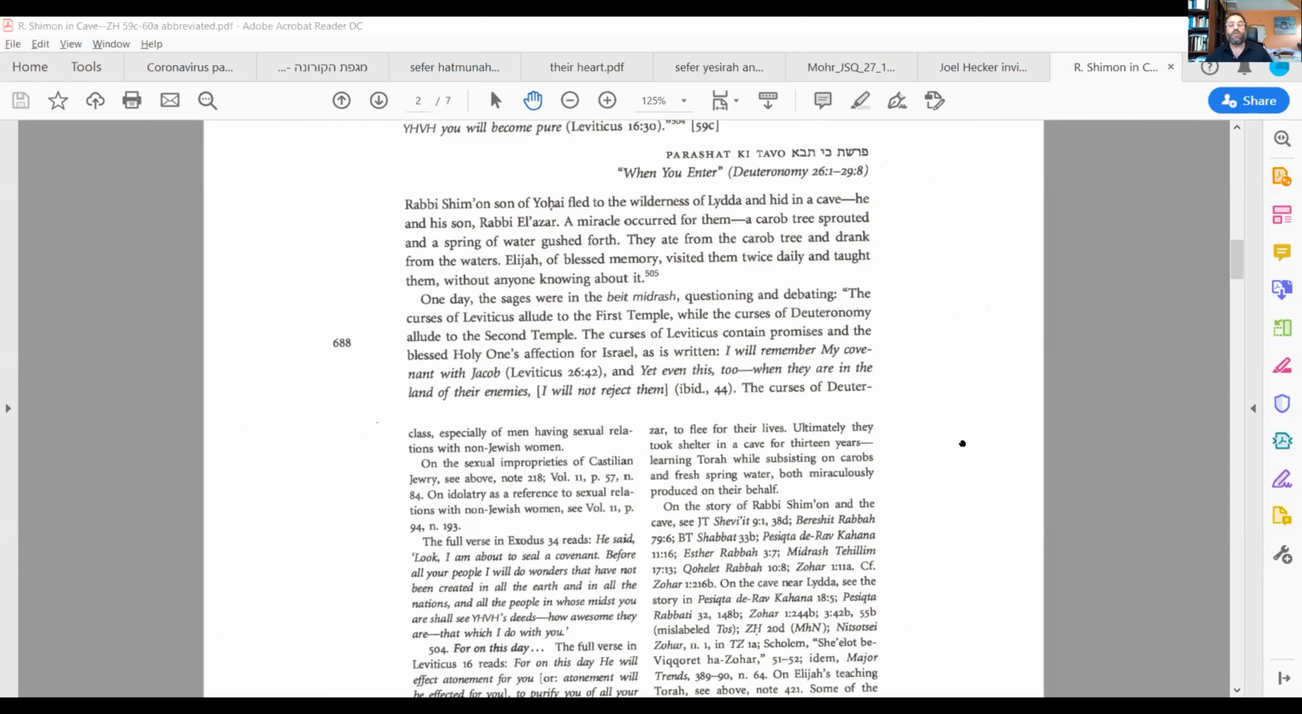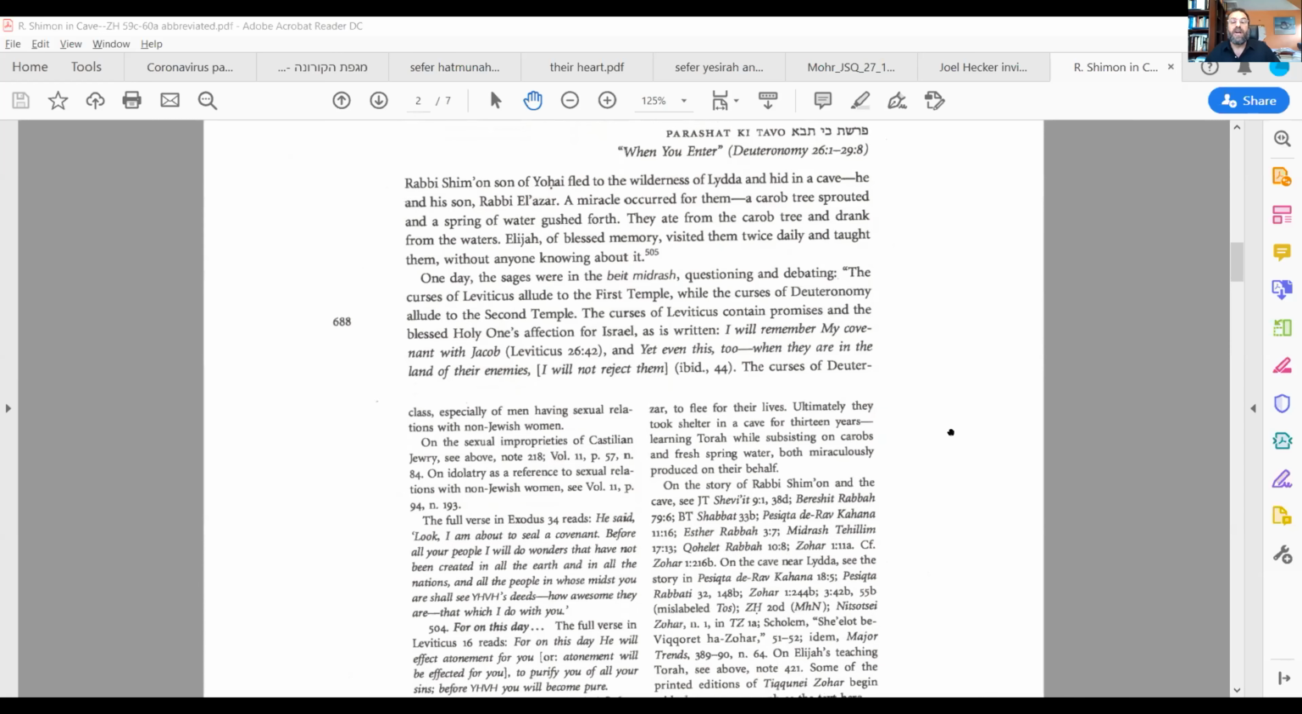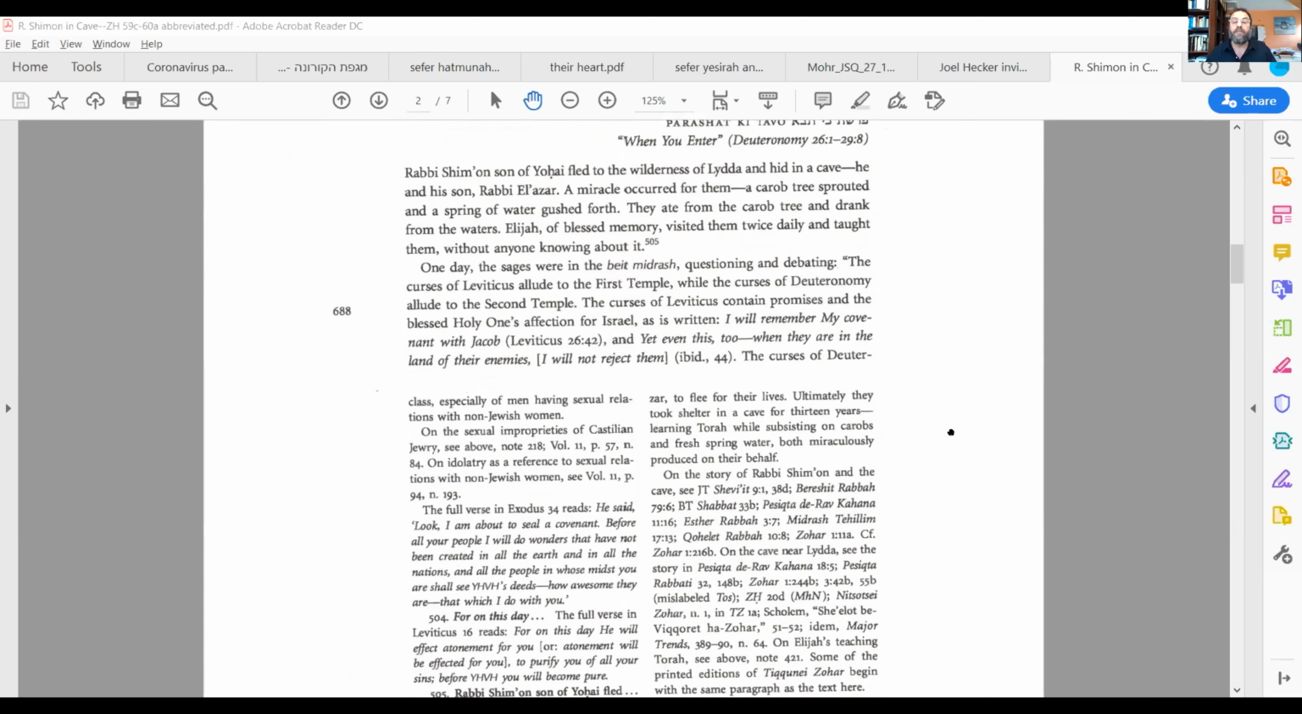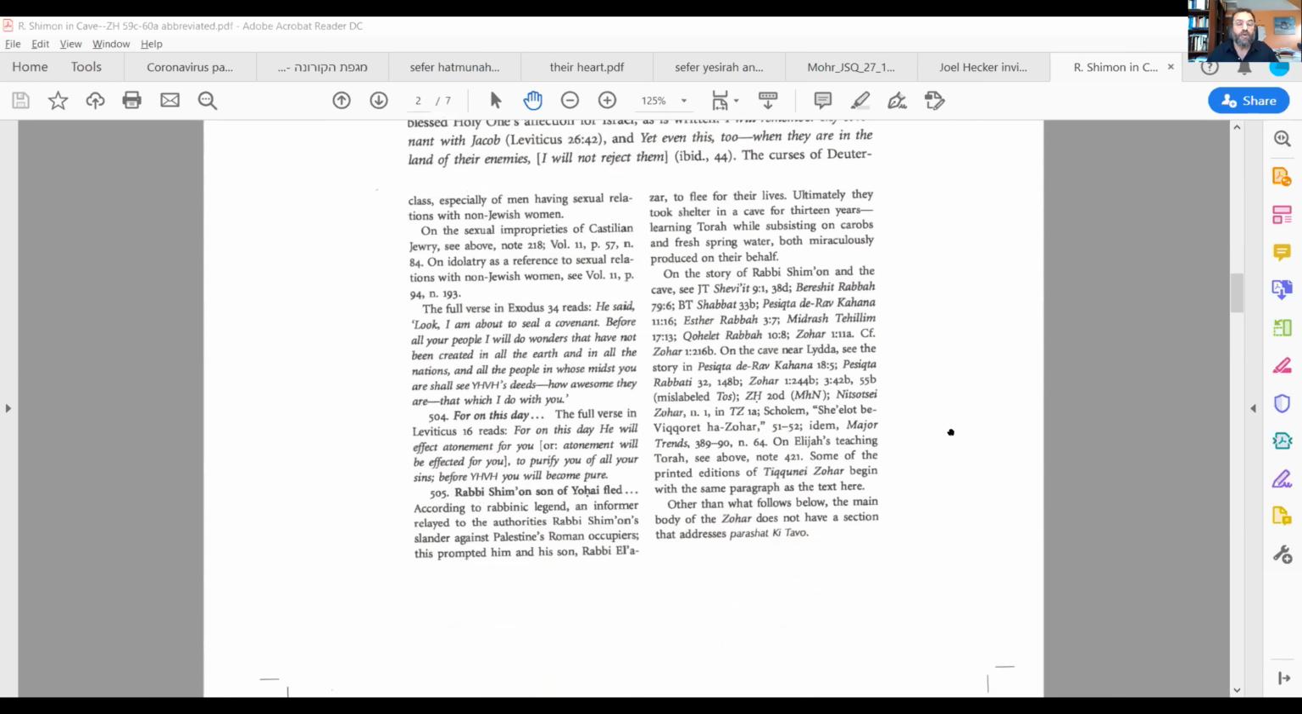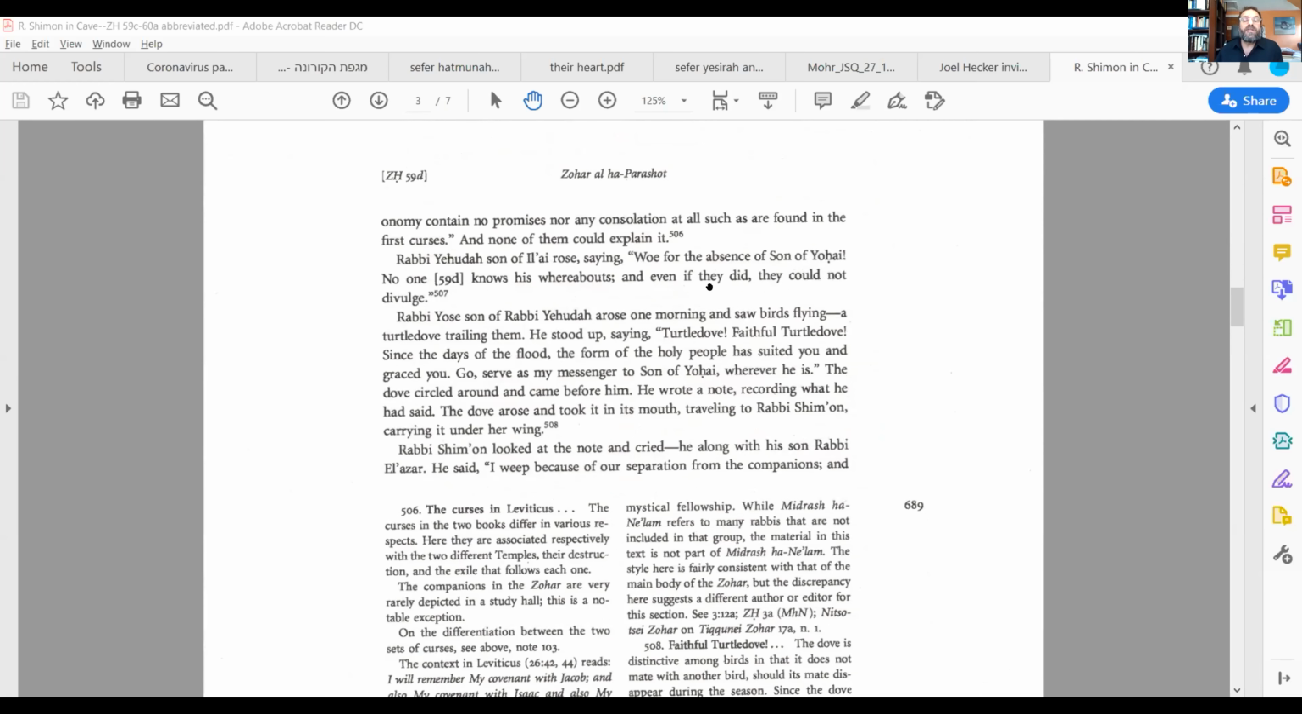One day, the sages were in the Beit Midrash questioning and debating. The curses of Leviticus allude to the first temple, while the curses of Deuteronomy allude to the second temple. Curses of Leviticus contain promises in the Blessed Holy One's affection for Israel, as is written, I will remember my covenant with Jacob, and yet even this too, when they are even in the land of their enemies, I will not reject them. The curses of Deuteronomy contain no promises nor any consolation at all, such as are found in the first curses, and none of them could explain it.